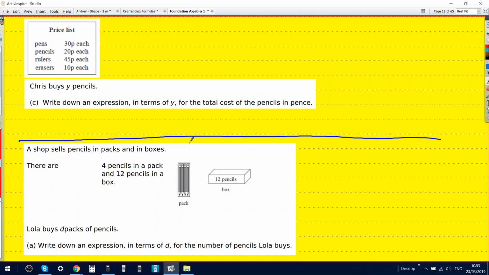So could you say the price could be p, so that would be p equals y times pencils times 20, so it'd be 20y. Well done. And bottom one? Expression in terms of pencils. So it would be pencils in packs of pencils. So that'd be 4D. Well done.